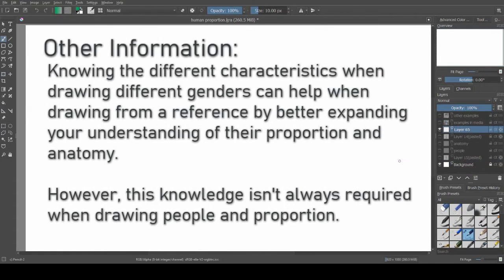Now, if you're drawing someone from a reference, chances are these different traits and the knowledge of these traits aren't going to come into that much help compared to if you're drawing something out of your imagination, for example. But it's the value of that understanding and just the knowledge of knowing the difference between a masculine body and a female body that can really help define whatever you're drawing.